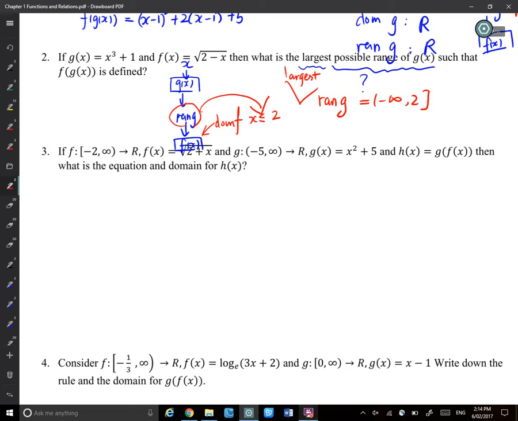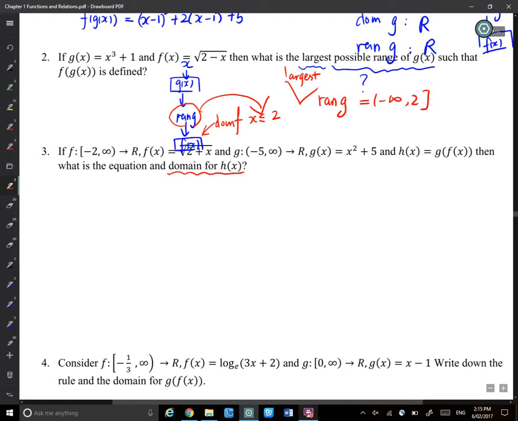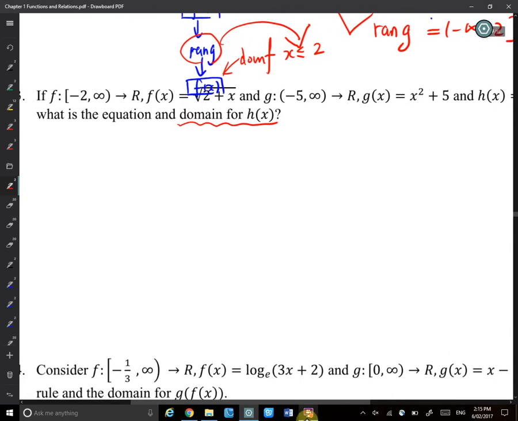Okay, next one. We have f equals that and g equals this. We have h(x) equals g(f(x)). What is the equation and domain for h(x)? The important question now is: what is the domain for h(x)? Let's think about what the domain for h(x) is.